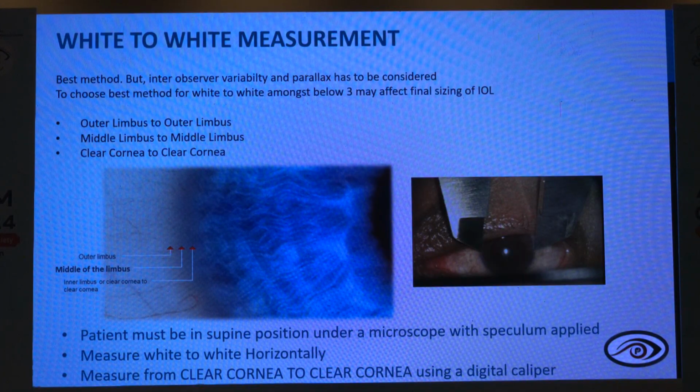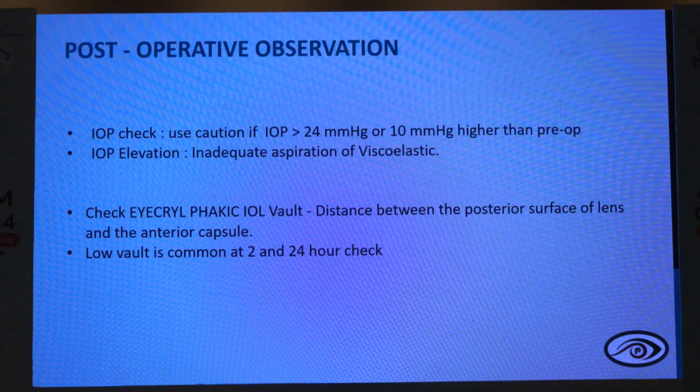But always, as I said, the patient must be in supine position under the microscope, put a drop of anesthetic, and always measure white to white horizontally. This is very important. Don't measure them vertically. Always measure them horizontally. But I do, because of my long experience, measure from clear cornea to clear cornea using a digital caliper. My take home message.